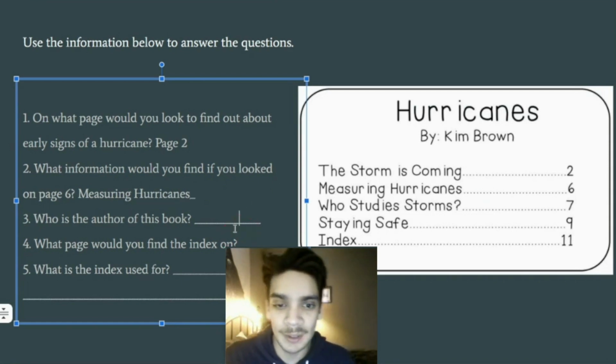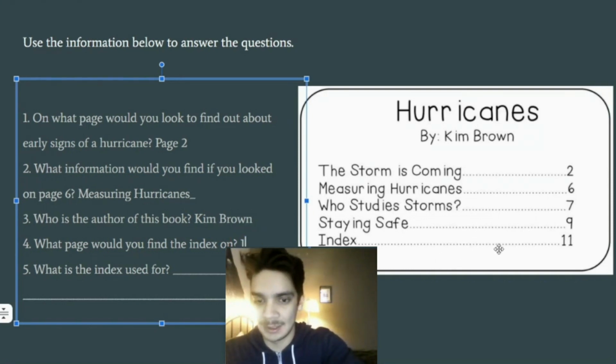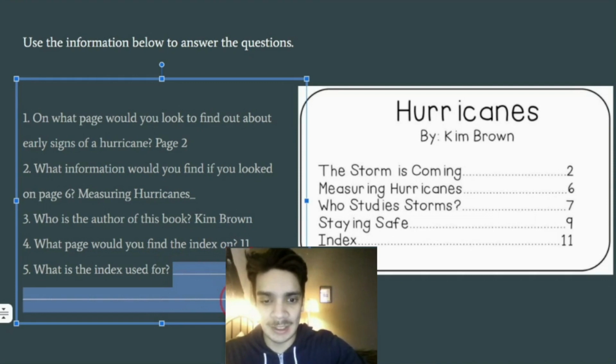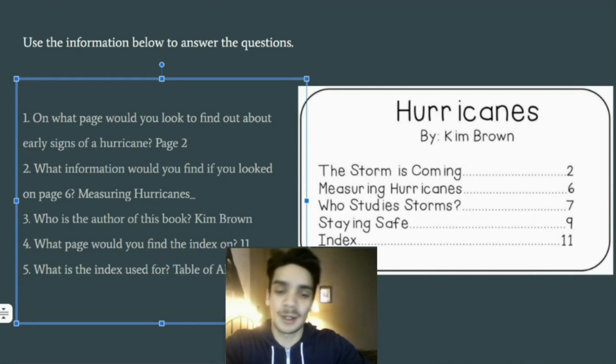Who is the author? We already talked about that. That's Miss Kim Brown. What page would you find the index? Down here, 11. And what is the index used for? Similar to a glossary table of all contents, but it's usually at the end of a book.